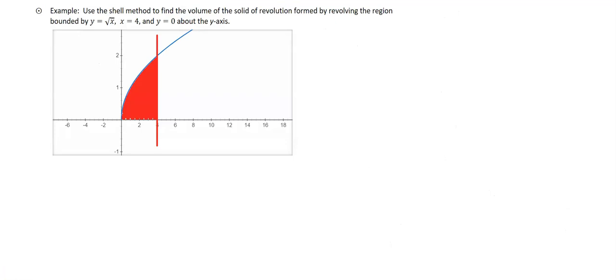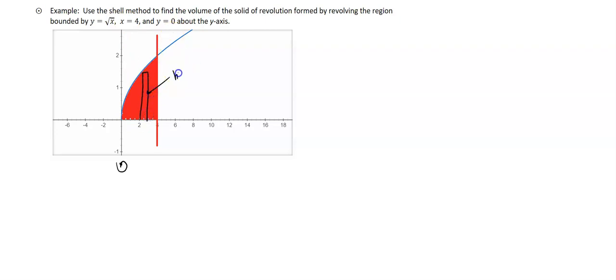For this example, we're going to use the shell method to find the volume of the solid of revolution formed by revolving the region bounded by y equals the square root of x, x equals 4, and y equals 0 about the y-axis. So I have the shape here, and I've colored in my region, and we're revolving around the y-axis, so we're revolving around this line. And I need to label the pieces here, so I'm going to draw a rectangle. This is a vertical axis, so we're going to have vertical rectangles.